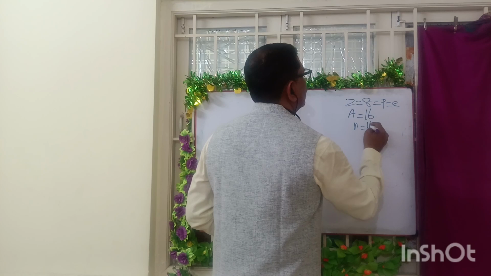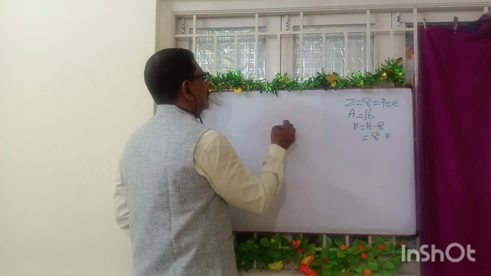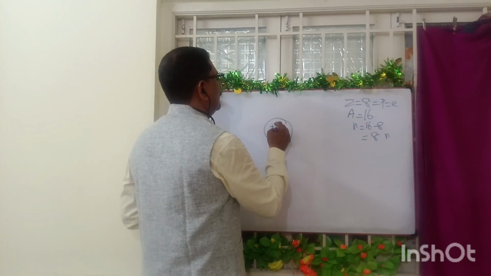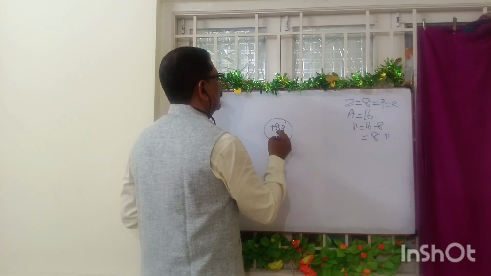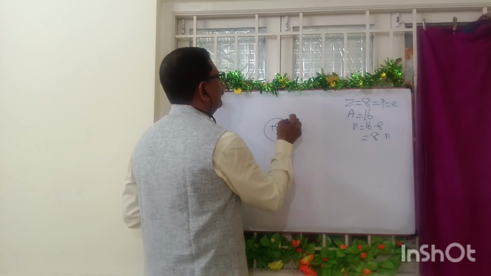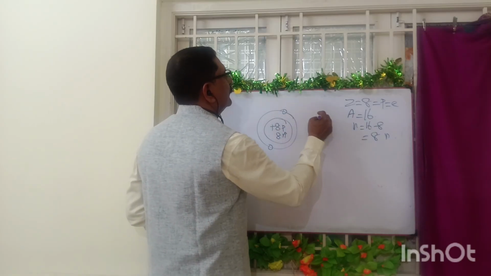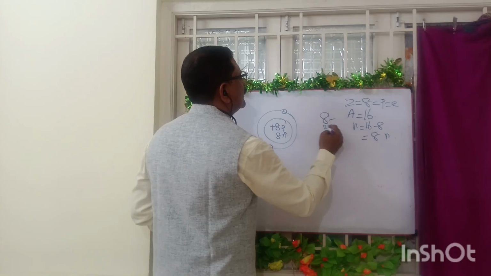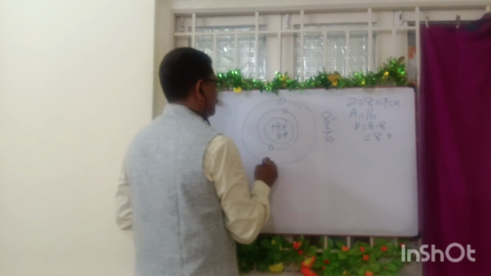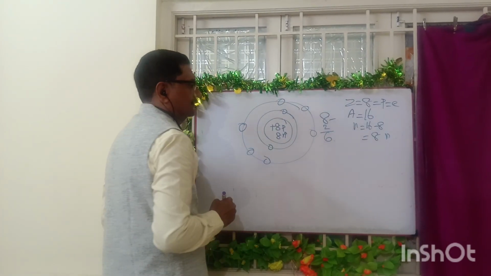Neutron is equal to 16 minus 8, that is equal to 8 neutrons. You can draw oxygen: plus 8 P and 8 neutrons. First orbit 2, plus 8. 2 is taken, balance is 6. Draw 1, 2, 3, 4, 5, 6.